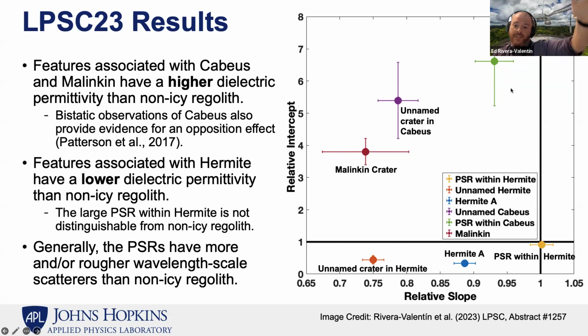So Malapert and Cabeus end up on the higher end of things. So their intercept is suggestive of a terrain with a higher dielectric permittivity. And Hermite is falling on the lower end, so its dielectric permittivity is lower than non-icy regolith. And so to me, that's already suggestive of potential variation in the amount of water ice that might be within these PSRs. But obviously, more craters need to be looked at for the study to be finished.